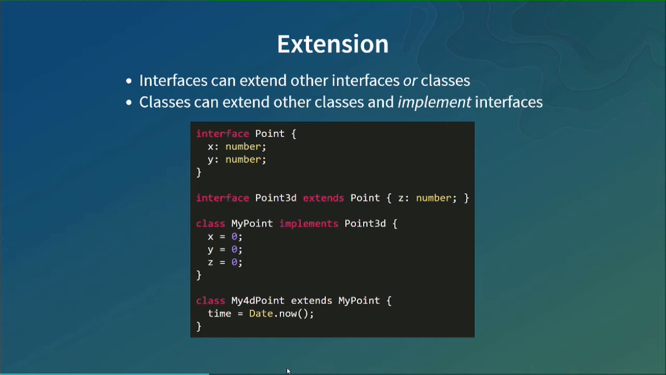I can extend that class to make a new 4D point by adding a time property. And it already has the x, y, and z because it's extending that existing class. So I can build these class hierarchies using TypeScript, which is extraordinarily powerful in object-oriented programming.